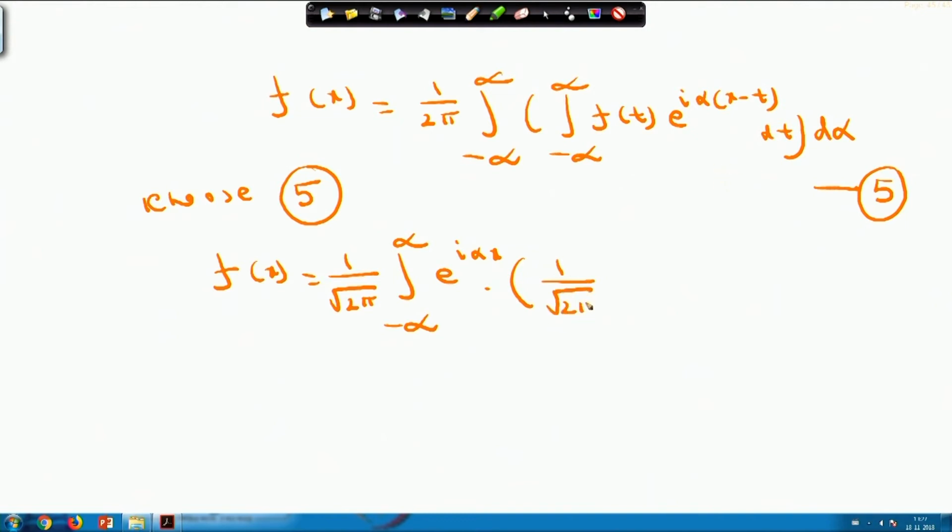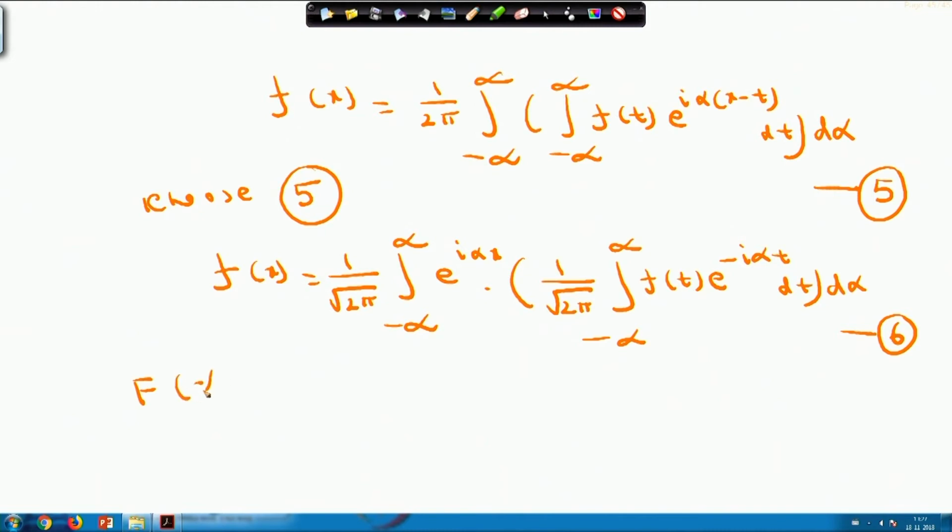So, 1 by root over twice pi, integral from minus infinity to infinity of f(t) e power minus i alpha t dt, into d alpha. This is your equation 6. I have chosen not equation 4, but equation 5, which is another form, and I am writing it like this. In equation 6, we are denoting capital F of alpha equals 1 by root 2 pi, integral from minus infinity to infinity of f(t) e power minus i alpha t dt.